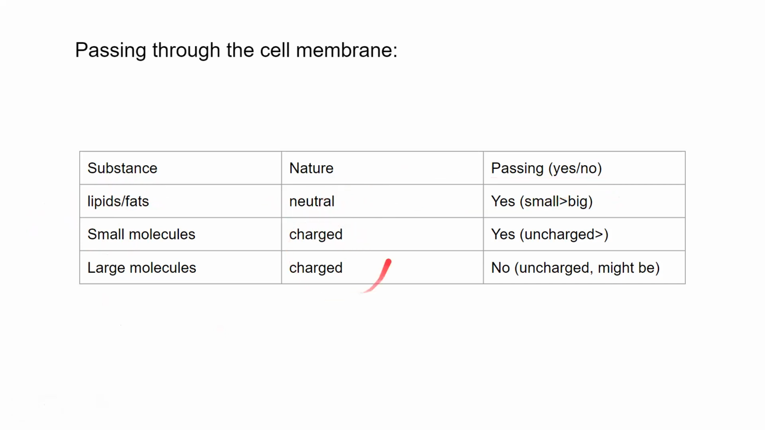But what if we have charged molecules? If we have charged molecules, smaller molecules might be able to pass, but larger molecules will never pass. Large ions, for example, hydrogen ion, H positive, only has a nucleon and no electrons, so it can obviously pass, right? Even if it's charged, it's so small. But a large ion like magnesium or potassium or chloride can't pass. They're larger and they're also charged on top of that.